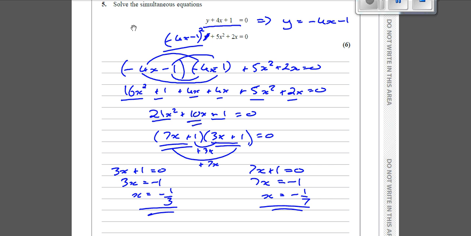And then what you've got to do is substitute them in to find your corresponding y values. So when x is minus 1/3, y, if we go back to the top, is minus 4 times your x value, take away 1. So minus 4 times minus 1/3 is going to be 4/3. Take away 1, it's going to be 1/3. Minus 4 times minus 1/7 is going to be 4/7. Take away 1, so 4/7 take away 1 is going to be minus 3/7. And those are going to be your solutions to that one.